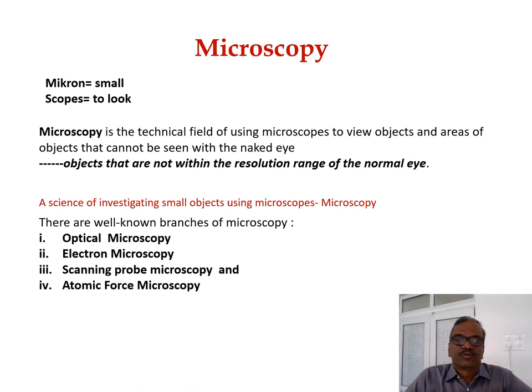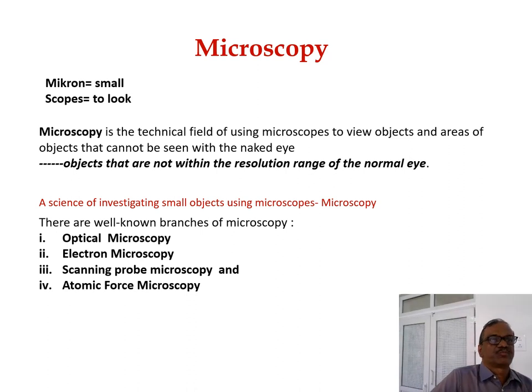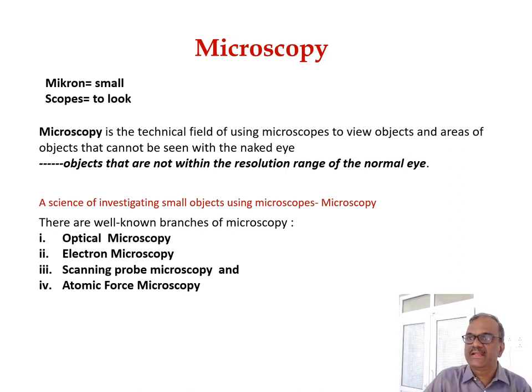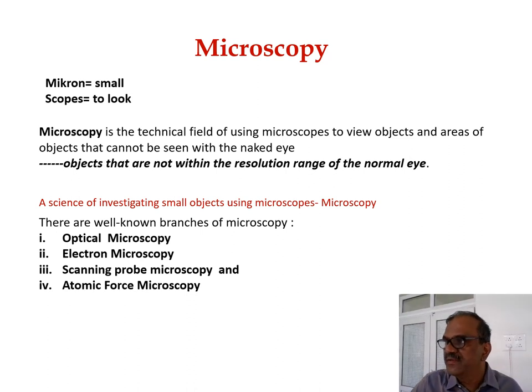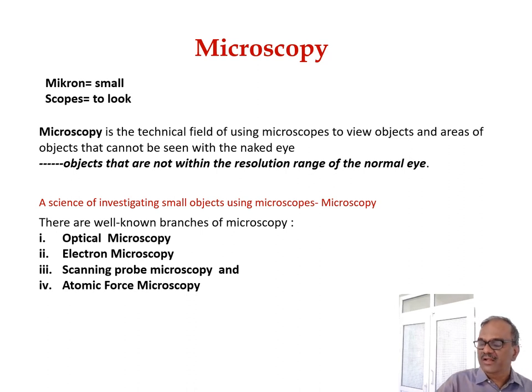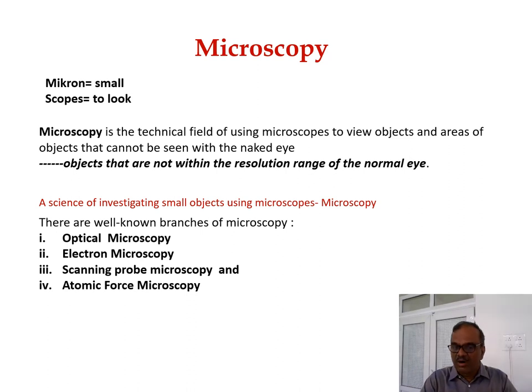If I say that Vijay is present here, and immediately you are able to stand up, I am able to see you with my naked eye. But if it is a very small bacteria, we are not able to see that. In that case, an external aid is necessary, so for that we use the microscope. The study of microscopes is called microscopy. It is the science of investigating small objects using microscopes.